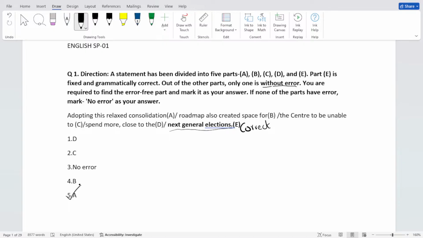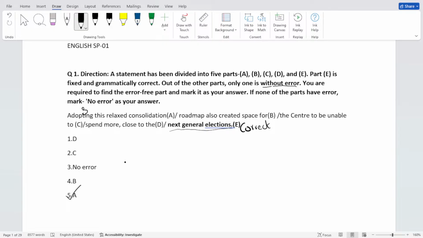Let us see how it is the correct answer. When it comes to part A, adopting is a gerund, which is the subject of the sentence, so it will be singular. Next, which is a pronoun pointing, according to the context, towards the roadmap budget. Then the adjective relaxed modifies the noun consolidation. So here it is free from tension and anxiety.